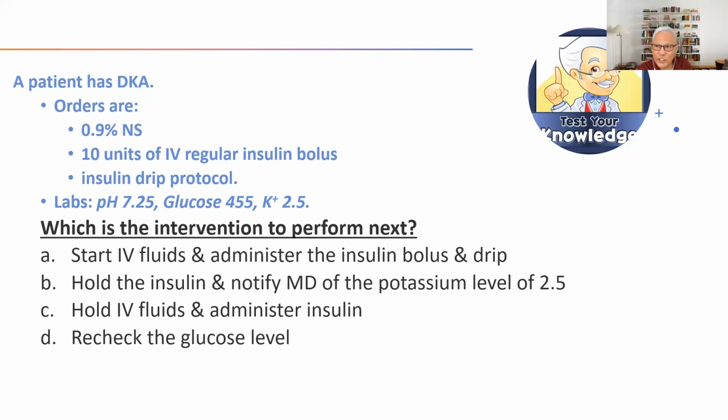Okay, you did good. All right. So the correct answer is letter B. Remember, when insulin is given, it helps take the potassium back into the cell, which will cause potassium blood levels to fall. So insulin therapy is only started if the patient's potassium level is going to be 3.3 or greater.